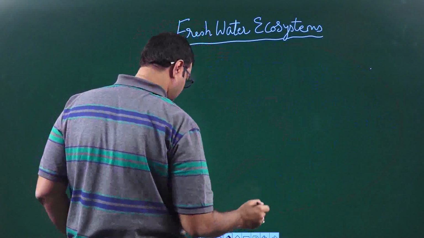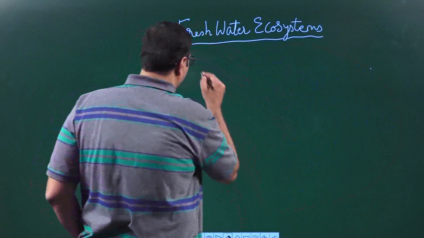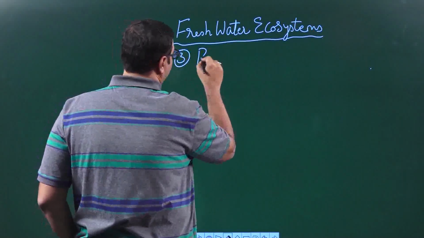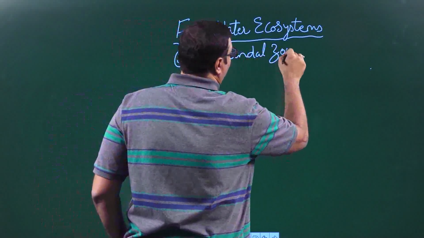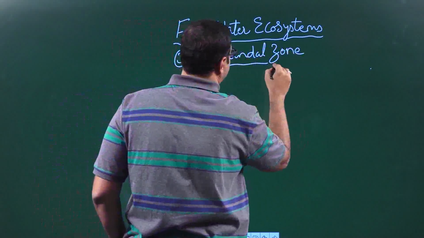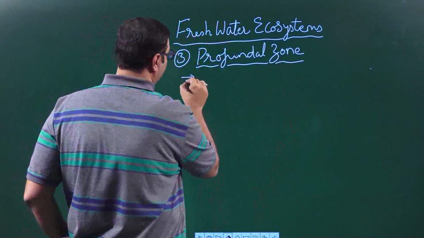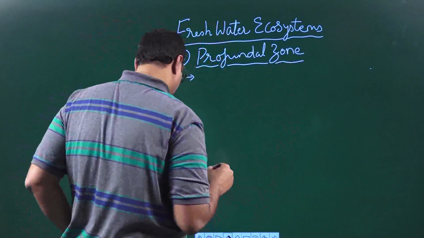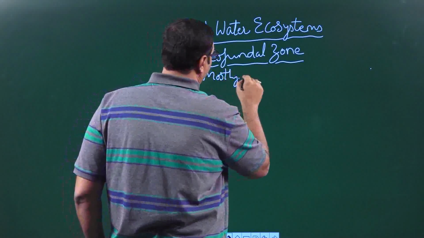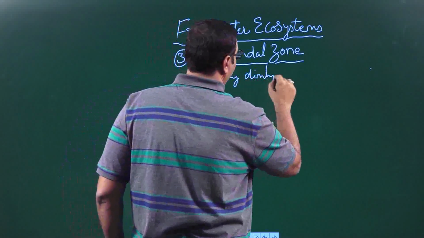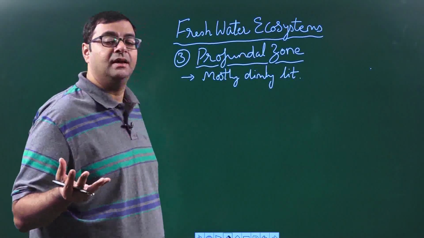Moving to the next zone, the third zone, which is called the profundal zone. Let's see the characteristics of this particular zone. It is mostly dimly lit. So light penetration is very less, it is very dim.